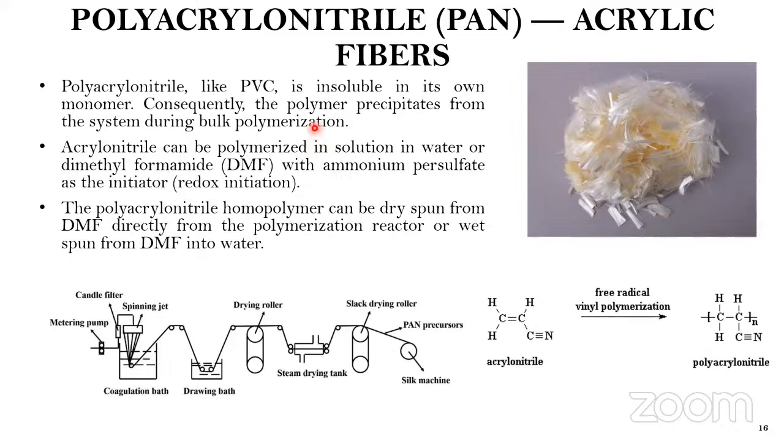So in fibers there is application of your polyacrylates again. The polymer used for fiber application is polyacrylonitrile. It is again the class of your polyacrylate system. We generally call it PAN in short form. Polyacrylonitrile, like PVC, is insoluble in its own monomer. Consequently the polymer precipitates from the system during bulk polymerization. Can you see in the picture there is a fiber-like structure?